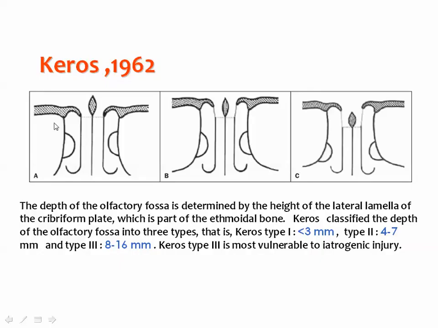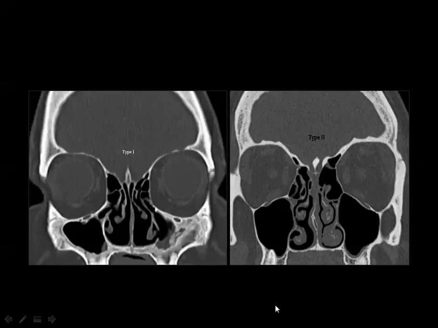Type 1, where the depth of the olfactory fossa is less than 3 millimeter in height, and type 2 is from 4 to 7 millimeter, and type 3 is from 8 to 16 millimeter. This type 3 is the most vulnerable to iatrogenic injury during endoscopic surgery for the paranasal sinuses. And this is type 1 Keros classification of the depth of the olfactory fossa, and this is type 2, and this is type 3.